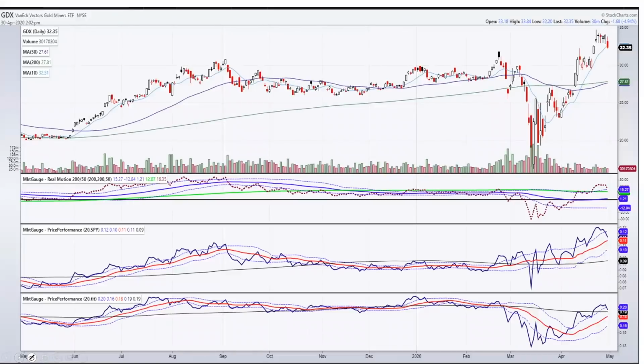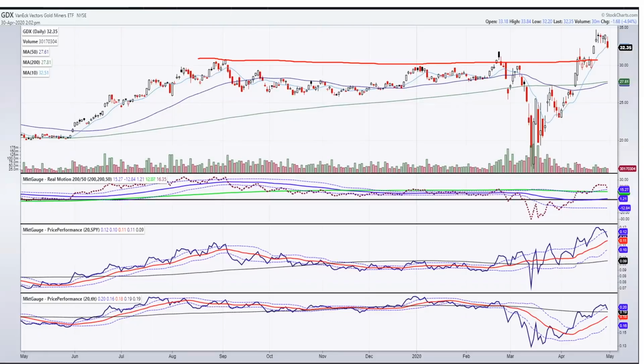Now here we have GDX. GDX is also a very interesting chart. GDX, by the way, had this huge channel breakout. This went back to 2017 or 16. It was about a 3 or 4 year breakout over these levels right here. And it really looked cleaner on the weekly chart.